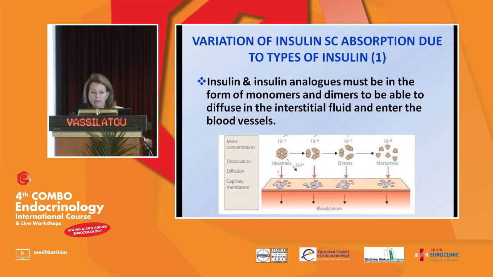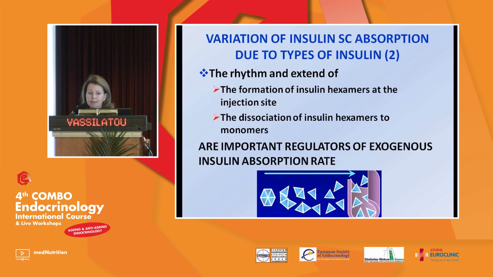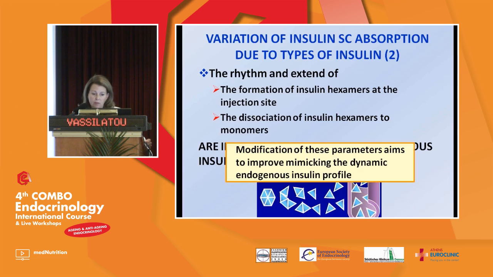Insulin and insulin analogs must be in the form of monomers and dimers to be able to diffuse in the interstitial fluid and enter the blood vessels. The rhythm and extent of the formation of insulin hexamers at the injection site and the dissociation of insulin hexamers to monomers are important regulators of exogenous insulin absorption rate. Modification of these parameters aims to improve mimicking the dynamic endogenous insulin profile.